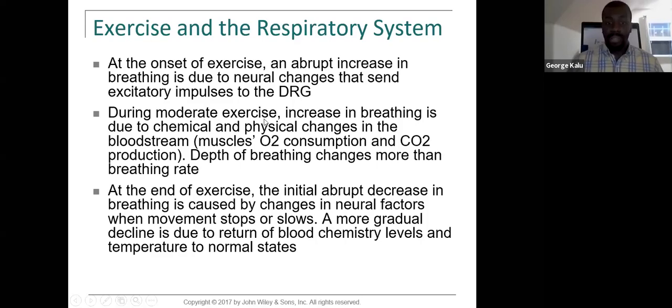Then as you undergo more exercise, your breathing rate is going to continue to increase because your muscles are going to be using up more oxygen and producing more carbon dioxide. Because you have a higher carbon dioxide level, you start to breathe out more and increase your respiratory rate to breathe out that carbon dioxide.